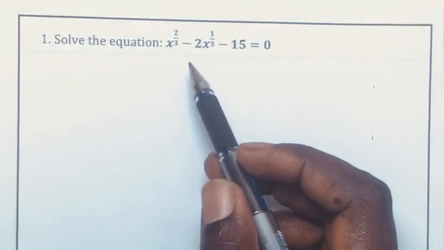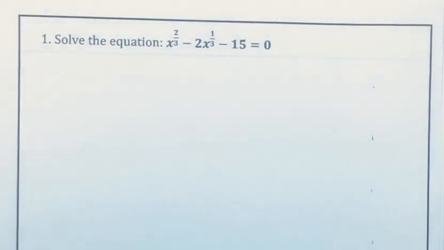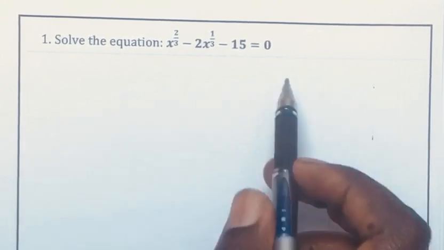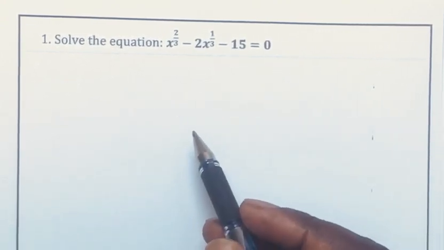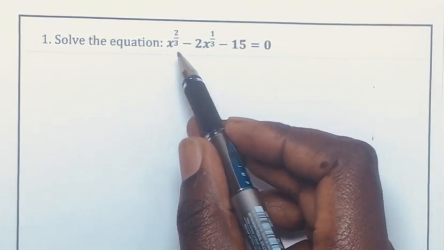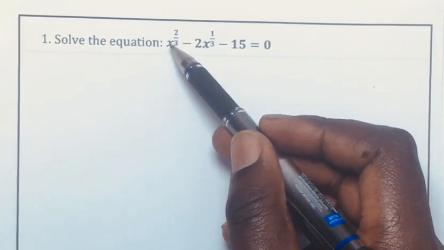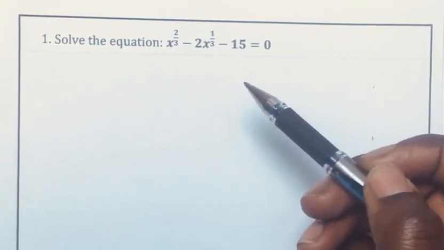Solve the equation x raised to power 2/3 minus 2x raised to power 1/3 minus 15 is equal to 0. So we are going to first of all check if this equation is reducible to quadratic in form. So how are we going to do that? We're going to do that by confirming if the first exponent, that is 2/3, is twice the second exponent.